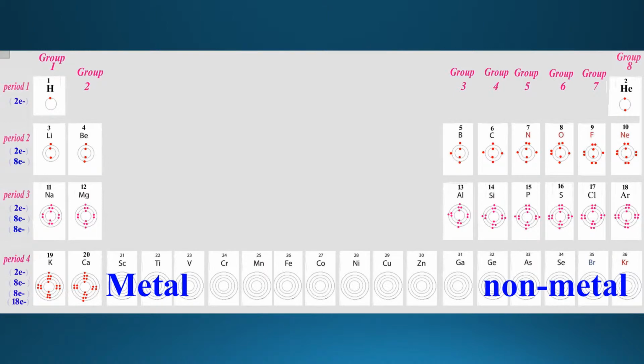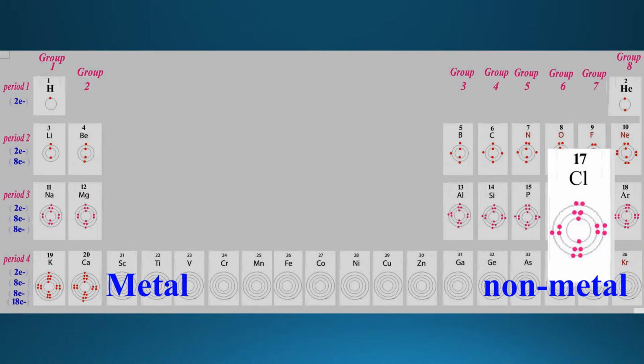Now let's look at the non-metal side. I select group 7, chlorine. Chlorine has 17 protons, so you must have 17 electrons. Now this is balanced. But remember the outside shell. Look, the outside shell has 7 electrons. Octet rule, they tend to gain 1 more.